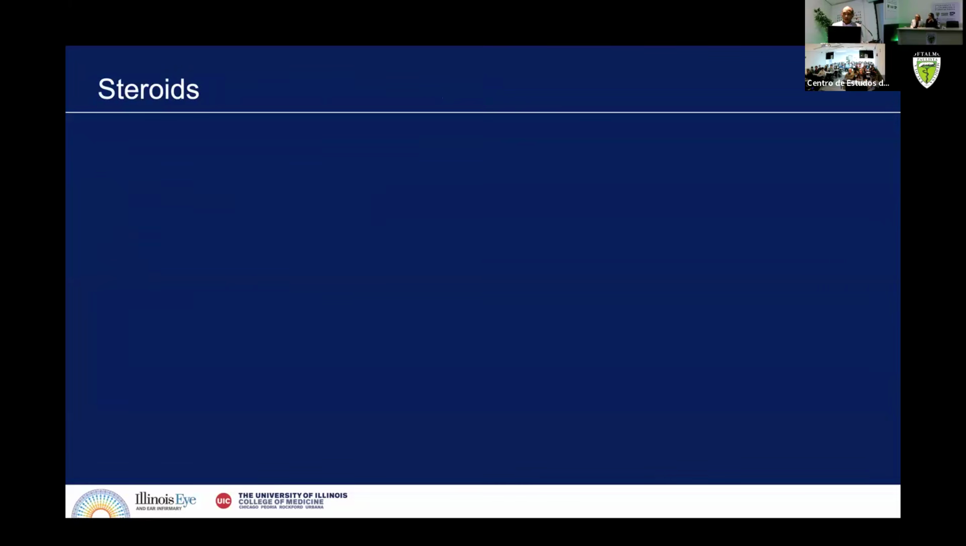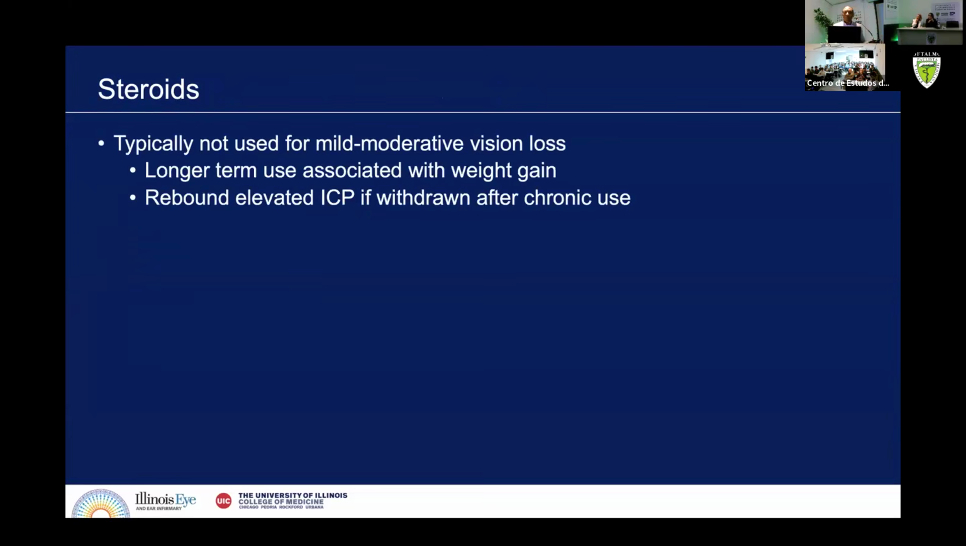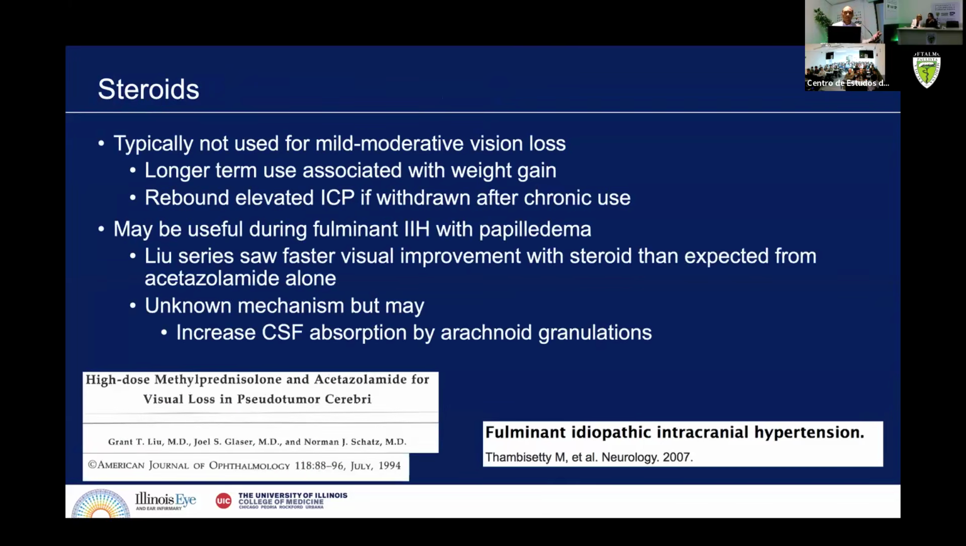Steroids is a little bit controversial. Earlier, I talked about how withdrawal from chronic steroids can elevate intracranial pressure. That's because acutely steroids can actually reduce CSF pressure. And if you are chronically on steroids, the body resets that pressure, and that's what makes the withdrawal a problem. So we can't really use this for chronic use because steroids also have a lot of complications.